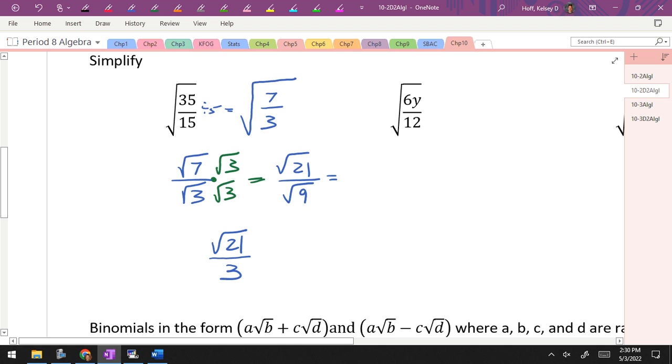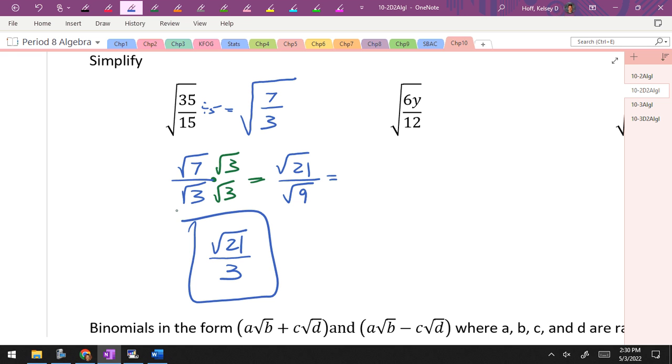Now, can I cancel 21 and 3? Why not? 21 is in the square root, 3 is not. So that's it. Other than that, you always got to make sure if you can break 21 down, but the only thing that multiplies into 21 is 3 and 7. So if you can simplify first, that's going to save you some time.